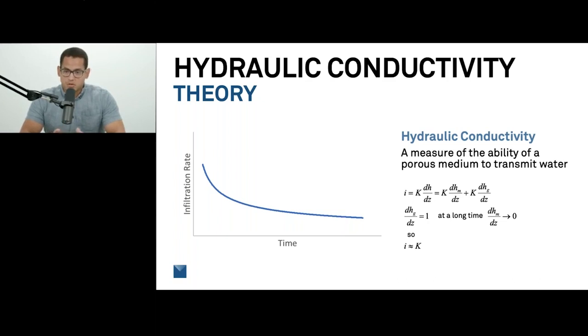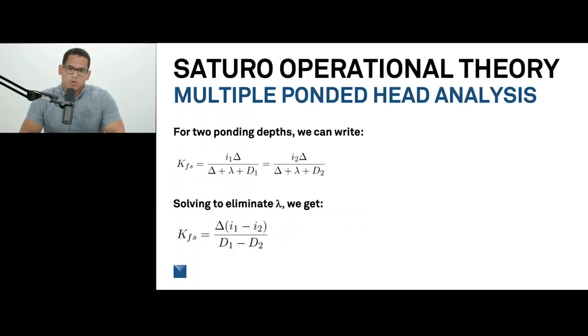Now there are a lot of tools that we've used to make this type of measurement, and we'll show a project where we use some of the more traditional tools. But in today's webinar, I'm really going to dive into assessing measurements from something called the multiple ponded head analysis approach. This is the theory that one of our devices, the SATURO, operates on.